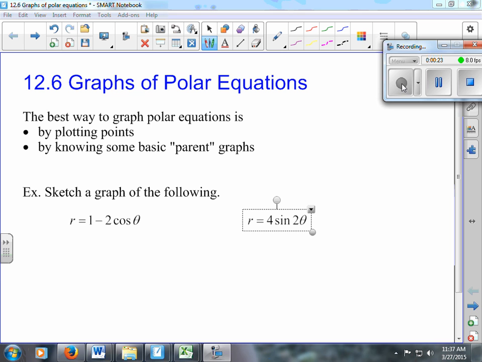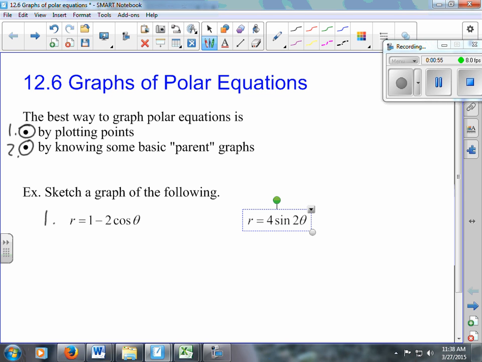Method number one is by plotting points, and this is my preferred method. I use this method just because I'm really bad at memorizing, and I would just prefer to plot points. The second method is by knowing some basic parent graphs and, in general, the types of curves that polar curves are going to look like, and then you can graph it based on what you know it's supposed to be.